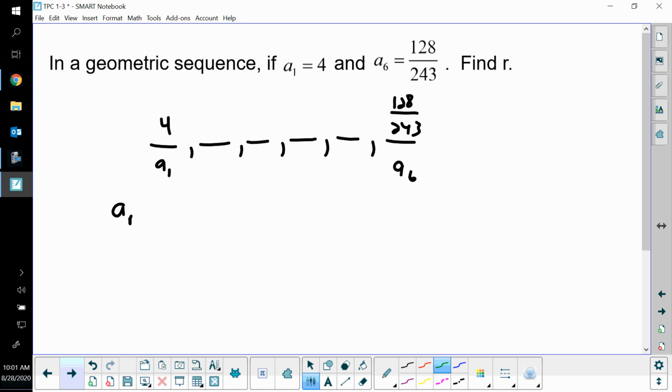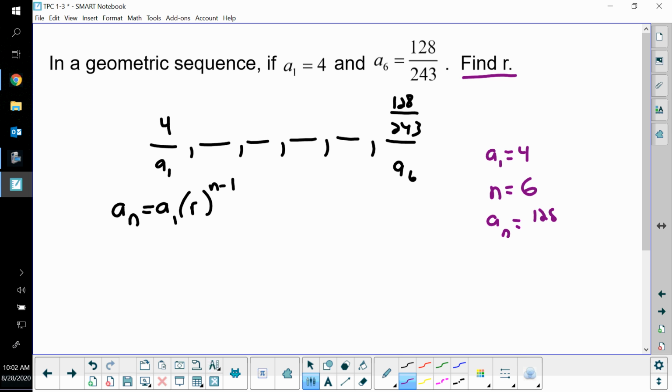Well, because it's geometric, we know our formula is A1 times R to the n minus 1. Since they're asking us to find R, that means we should be able to identify all of the other things. A1 is easy. N and AN are the ones that you might get confused with. Well, N, notice, is the subscript of your AN. Our subscript here is 6. That means we're working with the 6th spot, and the value in the 6th spot is the 128 over 243.